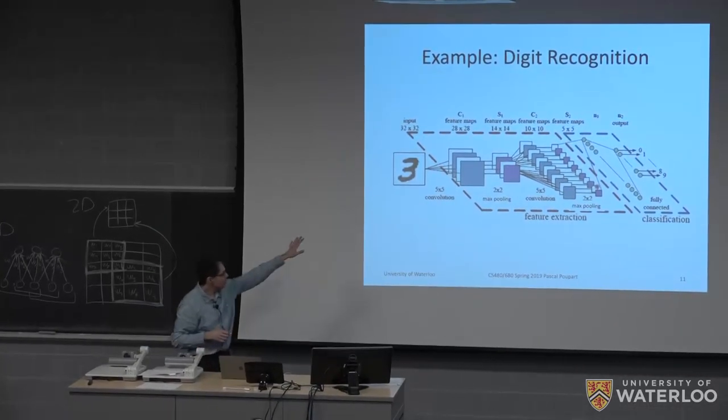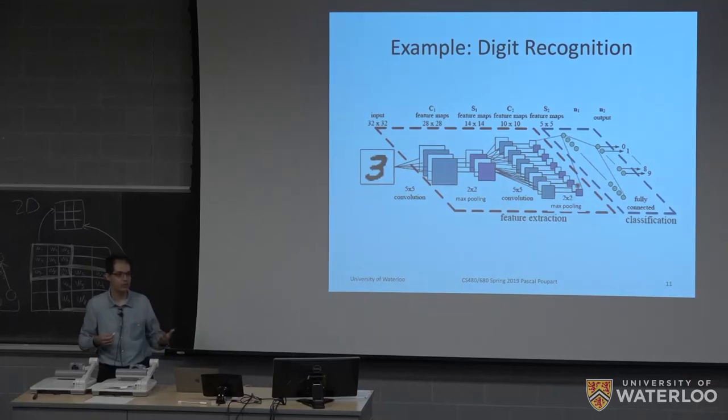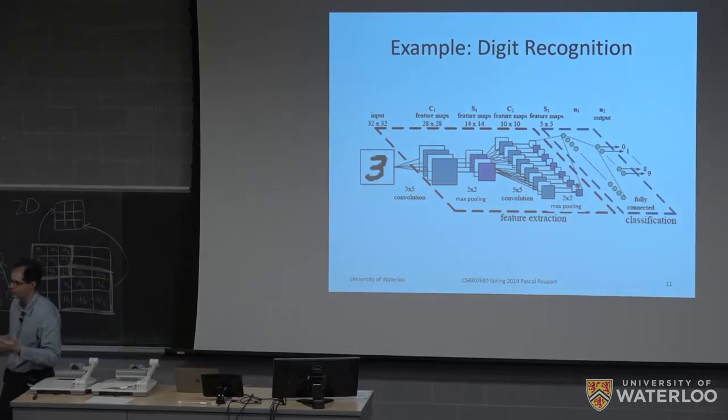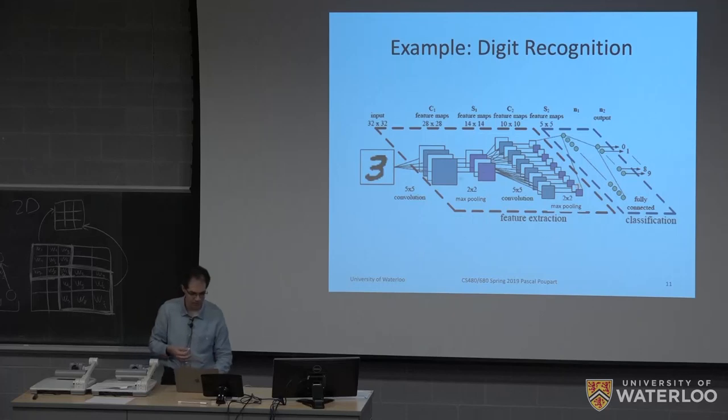Okay, so here's a concrete example of a convolutional neural network for digit recognition. You played with the MNIST data set in the previous assignments. If we want to recognize a digit, we take as input a bitmap representation, and the output will be the class that it belongs to, so a label from 0 to 9.